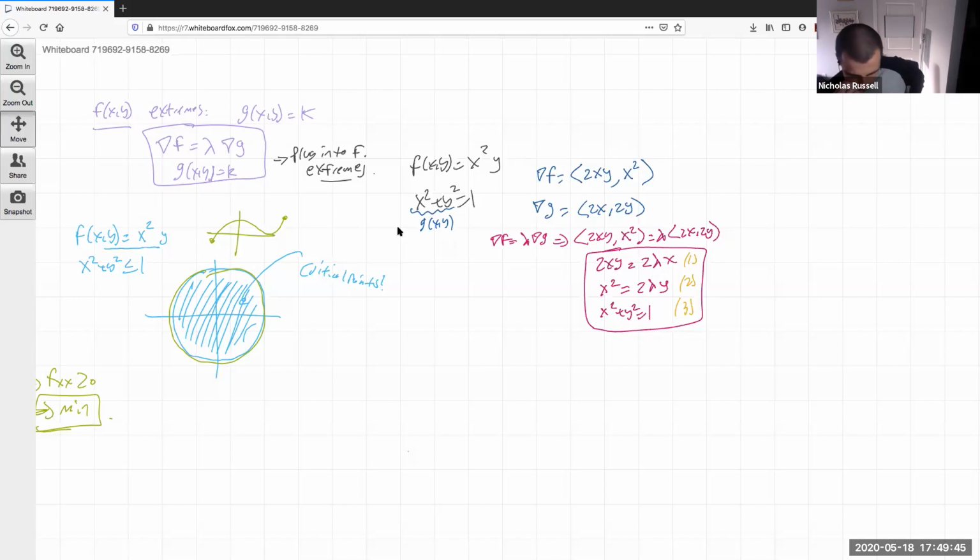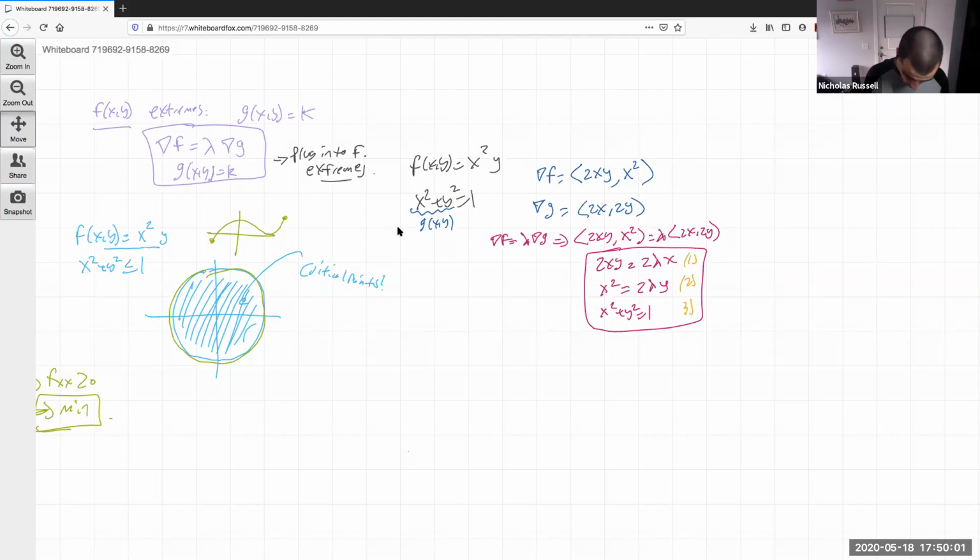As I mentioned in a previous example, you might want to always ask yourself here, what's the best way to solve these problems?